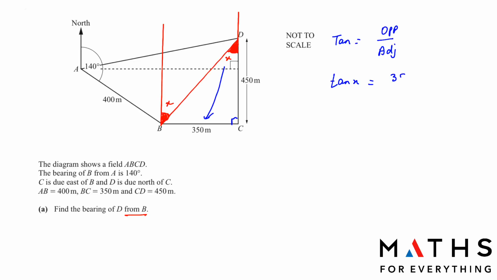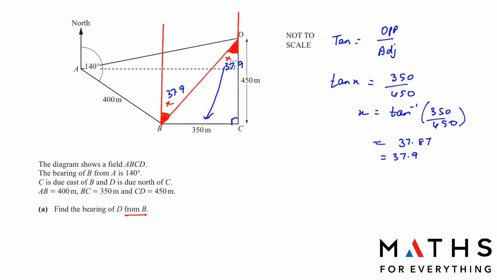10x is equal to 350 over 450. X is equal to tan inverse. Whenever you want to find an angle in trigonometry, we write tan inverse or cos inverse. 350 over 450 will give us 37.87, which we can round to 37.9. So this is 37.9, therefore this will also be 37.9. Bearing is always 3 digits before the decimal, so put 037.9.